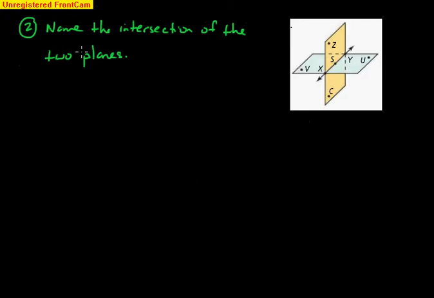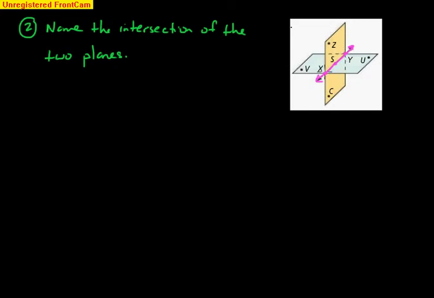Okay, so here's our next problem. Here we have this picture of 2 planes intersecting. The question is, name the intersection of the 2 planes. Well, we have to know that the intersection of 2 planes is a line. So if I look at this picture, this line right here is the intersection of those 2 planes. And it extends infinitely because the planes extend infinitely.